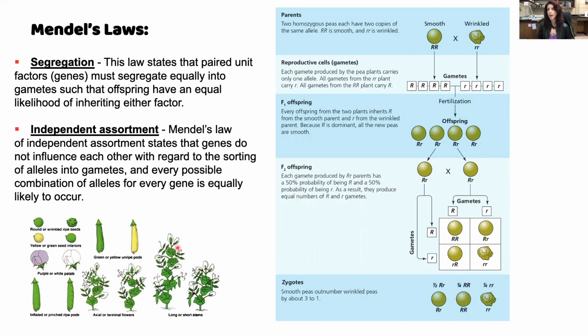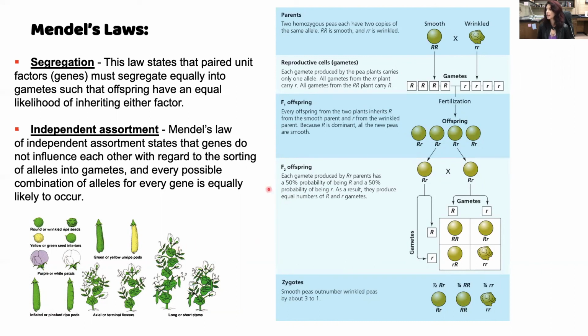This law states that paired unit factors or genes must segregate equally into gametes such that the offspring have an equal likelihood of inheriting either factor. And number two, independent assortment. This is Mendel's law of independent assortment, stating that genes do not influence each other with regard to the sorting of alleles into gametes, and every possible combination of alleles for every gene is equally likely to occur. There's a lot to unpack in both of these laws. There are some words and terms we may not be completely familiar with.